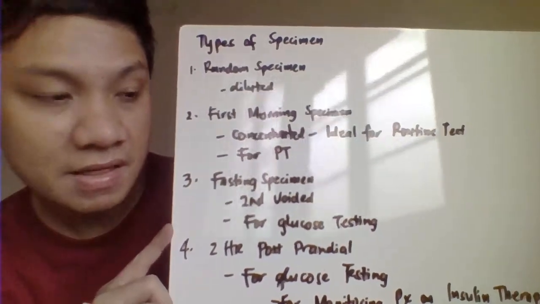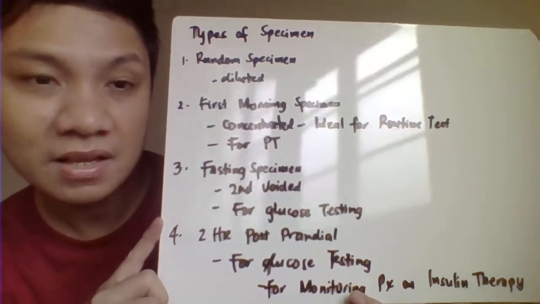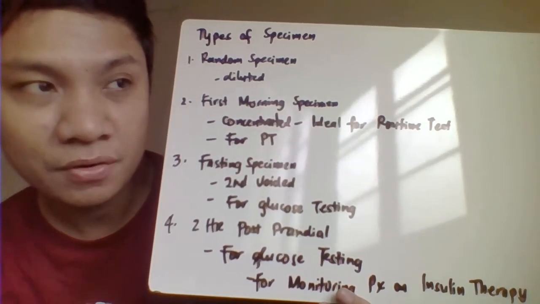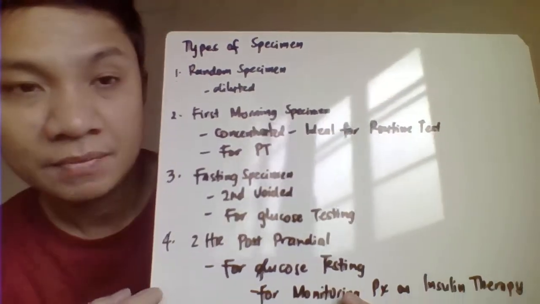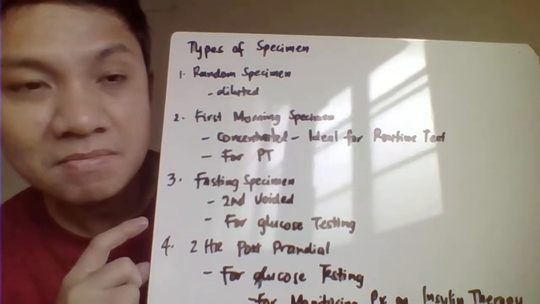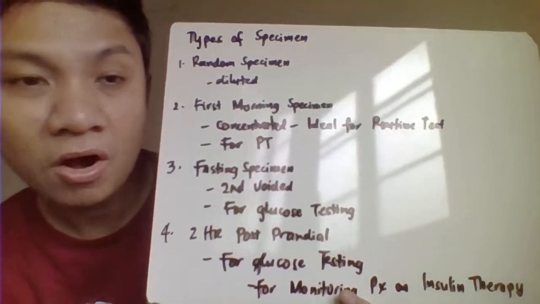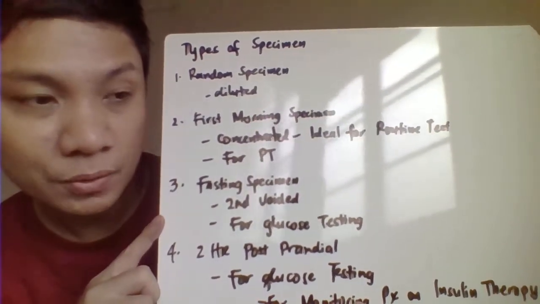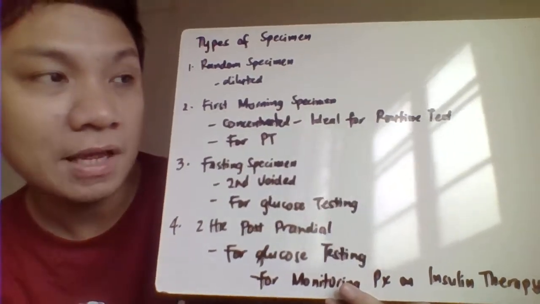Another one we have here is the fasting specimen. Fasting specimen is the second voided urine. Meaning to say, after you have arisen from sleep, the first voided urine becomes your first morning urine, and the second voided urine becomes your fasting specimen. And at the same time, when this is being collected, the patient is still in the fasting state, he should not have eaten yet. So this is the specimen for glucose determination, to monitor for possible diabetes mellitus.